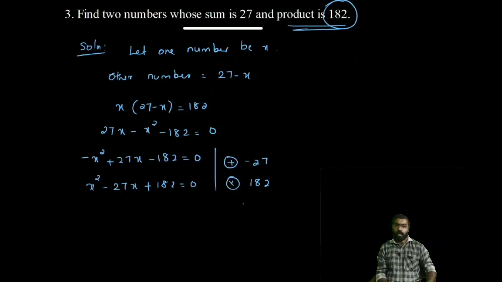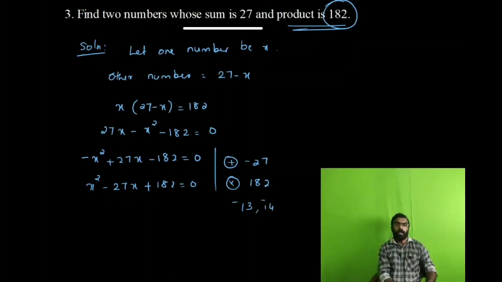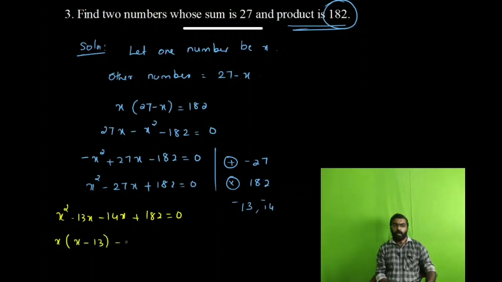So definitely we can say the numbers are 13 and 14. We can put both as minus, so minus 13 and minus 14. Minus 13 plus minus 14 is minus 27, and 13 into 14 is what? 182. So we can split the middle term, that is x square minus 13x minus 14x plus 182 is equal to 0. From the first two terms x is common, so x into x minus 13. From the next two terms minus 14 is common, so minus 14 into x minus 13, which is equal to 0. Overall x minus 13 is common, so x minus 13 into x minus 14 is equal to 0.